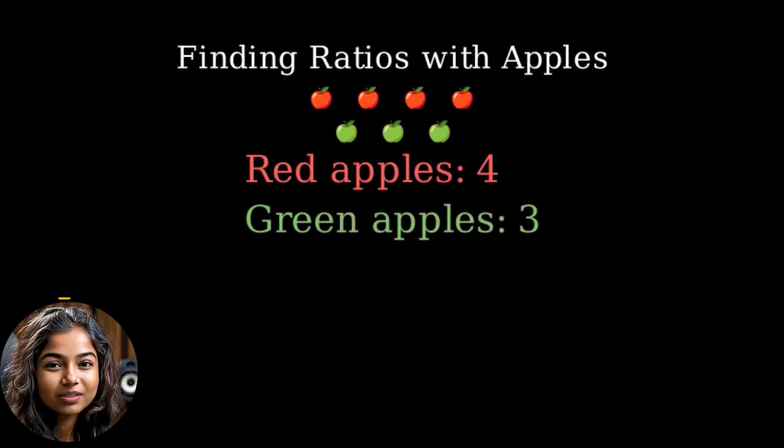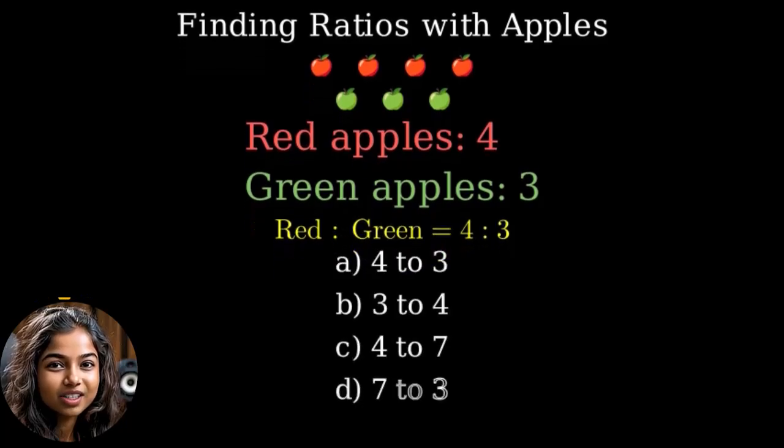To write this as a ratio of red apples to green apples, we write the number of red apples first, then the number of green apples. So that's 4 to 3. Now let's look at our options. A, 4 to 3. B, 3 to 4. C, 4 to 7. D, 7 to 3.